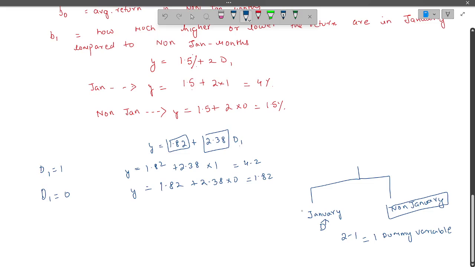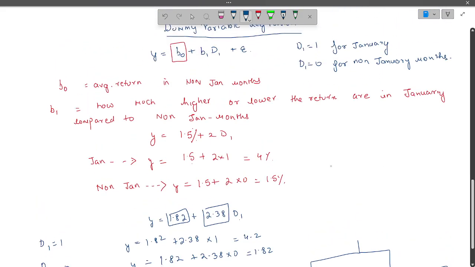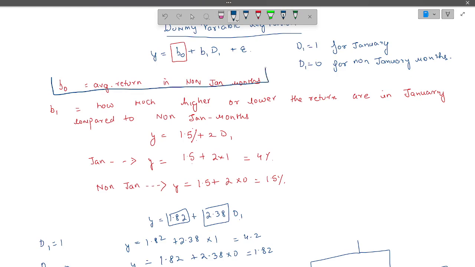We created this dummy for January. Whenever we were in January, D1 equals 1. For other months, it was 0, right? So the effect of non-January months is captured by the intercept term B0. So here also please look, B0 is capturing the returns in non-January months, right? So we always create n minus 1 dummy variables where n is the number of groups. And the effect of the group that we leave out is captured in the intercept. Okay? Any problems, guys? Have you understood this?